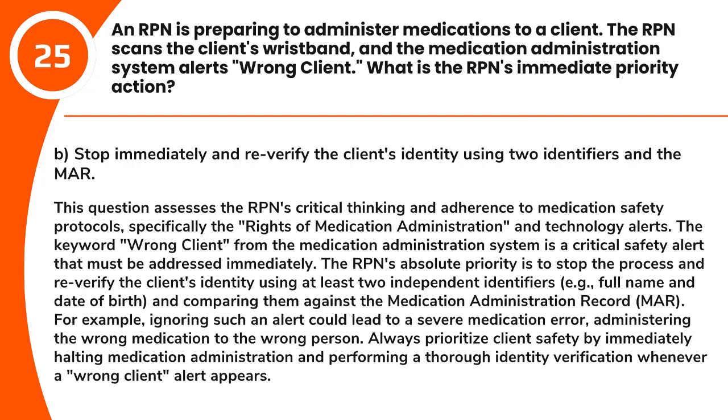Answer: B. Stop immediately and re-verify the client's identity using two identifiers and the MAR. This question assesses the RPN's critical thinking and adherence to medication safety protocols, specifically the rights of medication administration and technology alerts. The keyword wrong client from the medication administration system is a critical safety alert that must be addressed immediately. The RPN's absolute priority is to stop the process and re-verify the client's identity using at least two independent identifiers, e.g., full name and date of birth, and comparing them against the medication administration record, MAR.